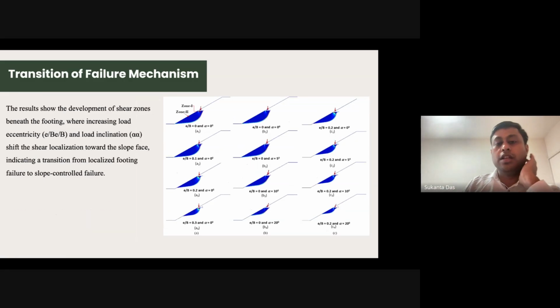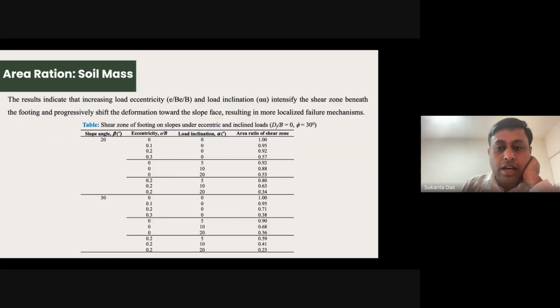Then I try to quantify this in terms of the area ratio of the shear zone: how, as the load eccentricity and loading inclination increase, the area ratio of the zone decreases. This helps indirectly to give a rough idea of how much reduction you can expect if you have some inclination ratio and eccentricity ratio.